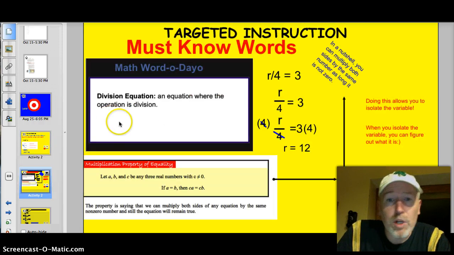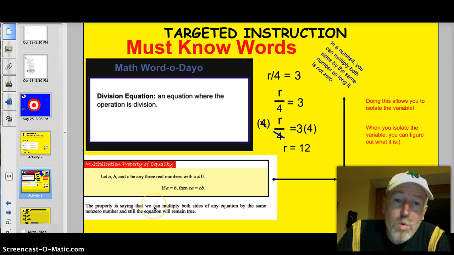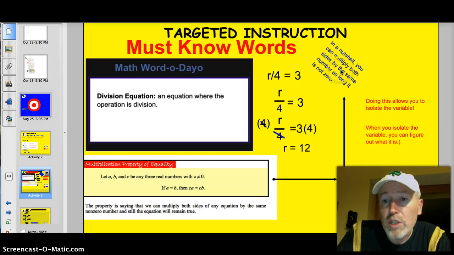Let's take a look at some vocabulary we're going to need to use tonight. Division equation: an equation where the operation is division, just like this little bad boy up here. Well, we've had the addition property and the subtraction property of equality. Well, we have the multiplication property of equality too. Just like the other properties, it simply says that if you are going to multiply one side of the equation, you have to multiply the other side by the same number. So, in a nutshell, you can multiply both sides of the equation by the same number as long as that number is not 0.